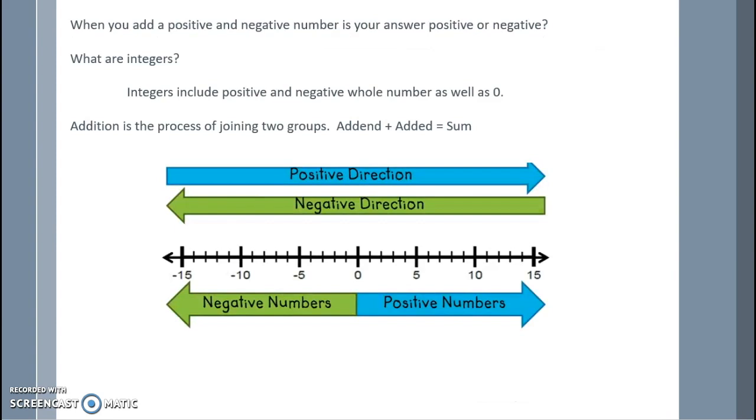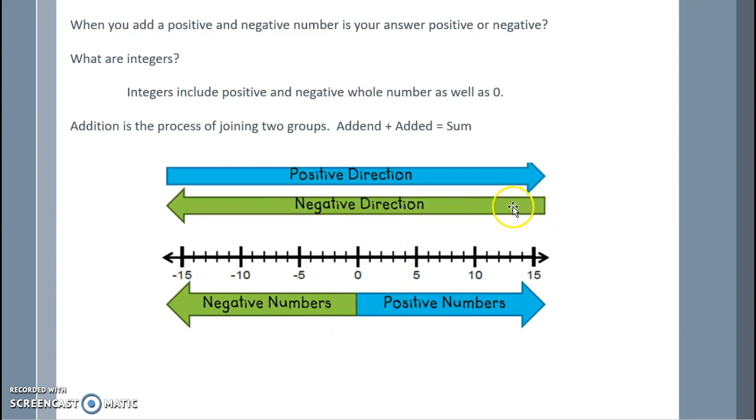When you add positive and negative numbers, is your answer positive or negative? So let's review what are integers. Integers include positive and negative whole numbers as well as 0. Addition is the process of joining two groups, so an addend plus an addend equals the sum. So we know that anything to the right of 0 is positive, anything to the left of 0 is negative, and in case you didn't know, 0 is neither positive or negative in itself.